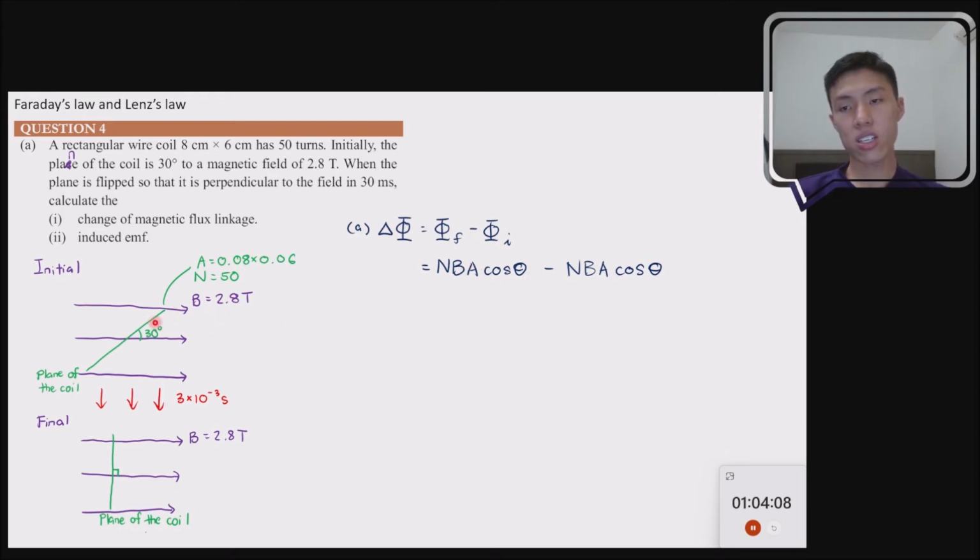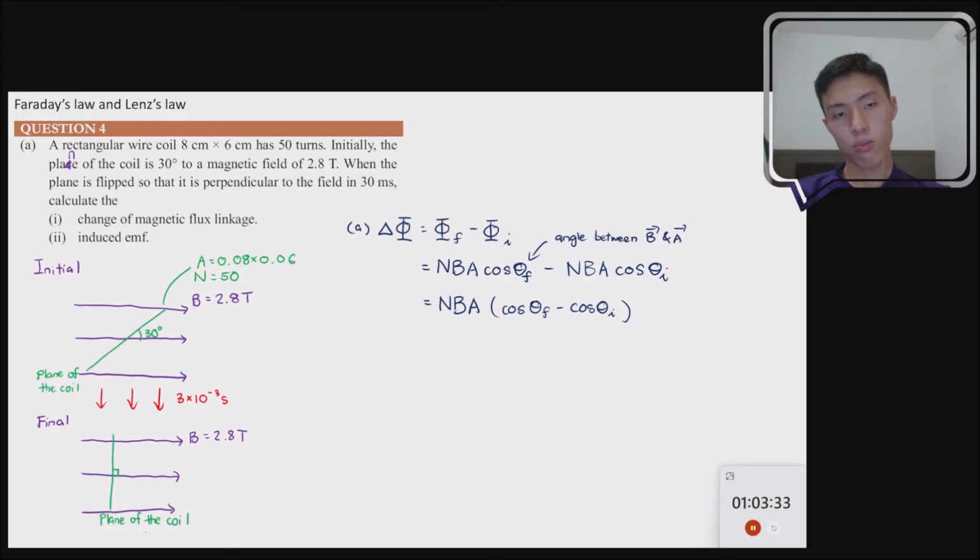But we know that the angle initially was a certain angle, but finally it was another angle. So the theta, we definitely have to differentiate as theta final and theta initial. If you do this, we can factorize out NBA because those are common things. You are left with cos theta final minus cos theta initial. I hope everybody is clear that this theta is the angle between B and A. B is straightforward, but A is what many students might have trouble with.